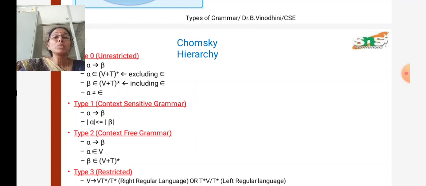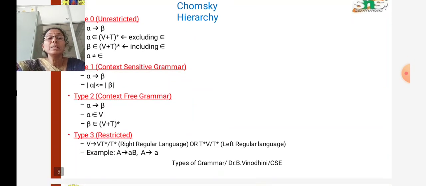Next is the type 2 grammar. Type 2 grammar is called the context free grammar, that is CFG. So alpha tends to beta. Alpha should contain a non-terminal only, so the left hand side should contain a non-terminal only. Then beta should contain 0 or more combinations of non-terminals and terminals. So V tends to (V plus T) closure. That is a context free grammar.